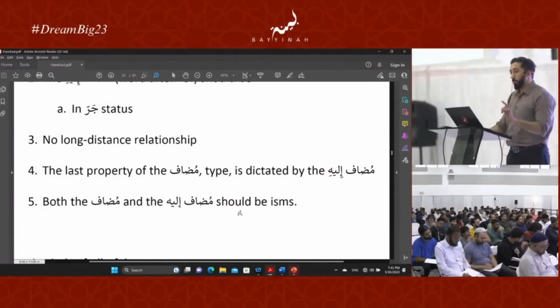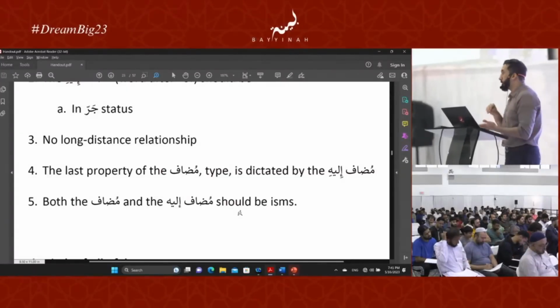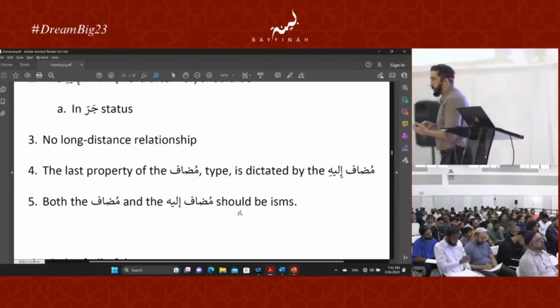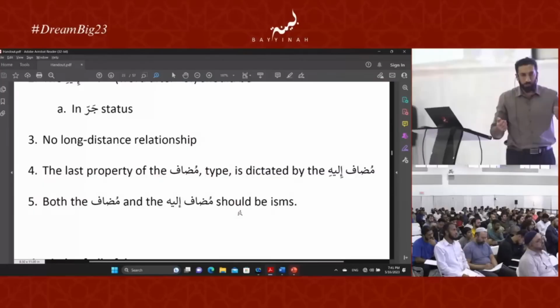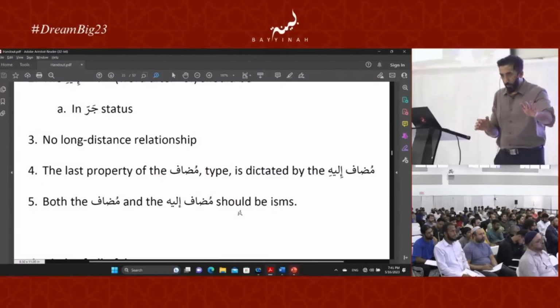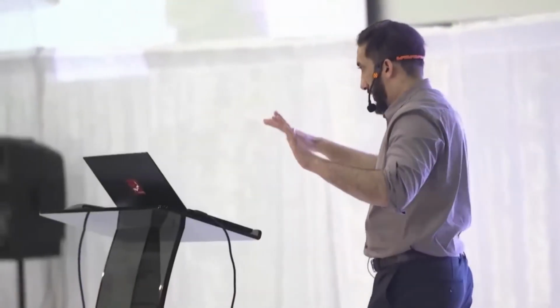Both the mudaf and the mudaf ilayh should be what? They should be isms. Because there's 3 kinds of words in Arabic, aren't there? What are they? Ism, fi'l, and harf. For you, both of them have to be isms. When you get a little older, I'll show you some other stuff. Yes? Dinul Muslimin.